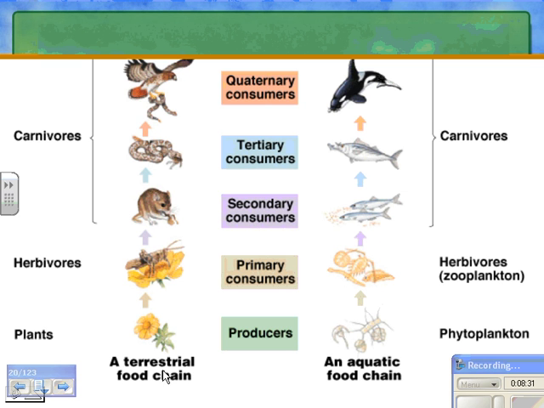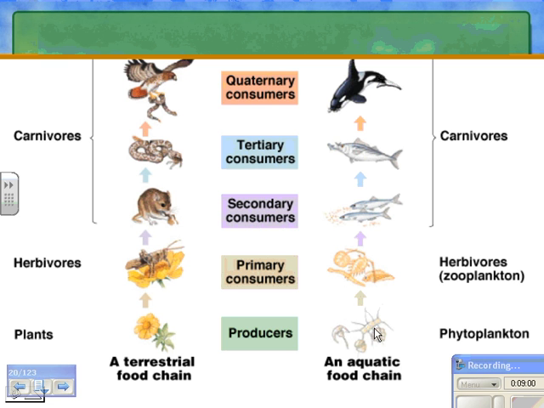So terrestrial means land. So the producer here would be a plant. The herbivore might be some kind of, I don't know, is that a bug? And then the carnivores are going to be eating the herbivores. So an herbivore eats plants and a carnivore eats other animals. So here's a mouse eating, or maybe it's a mole, eating an insect, and then the snake eats the mole, and then the hawk eats the snake.